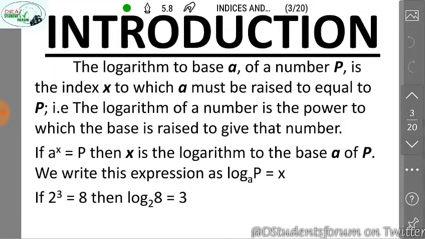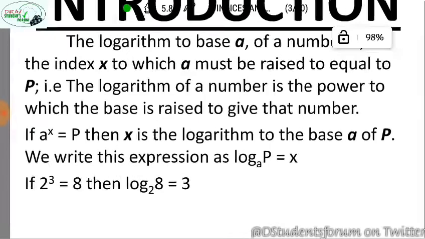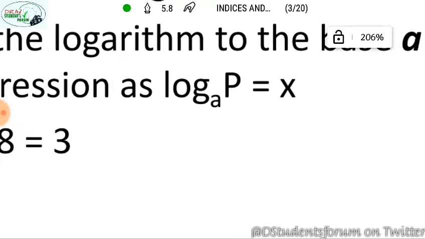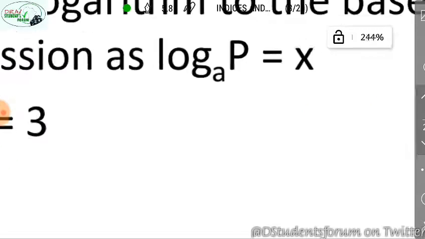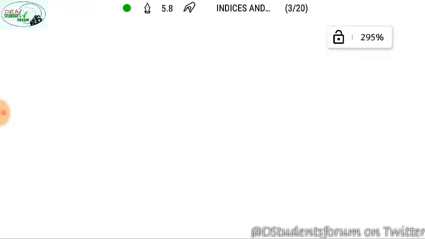Before we continue, let's take a brief introduction to know what logarithm is all about. We say the logarithm to base a of a number p is the index x to which a must be raised to equal p. Let me relate this to our index so that you will understand the points we are trying to discuss here.